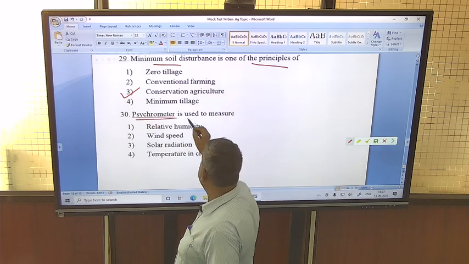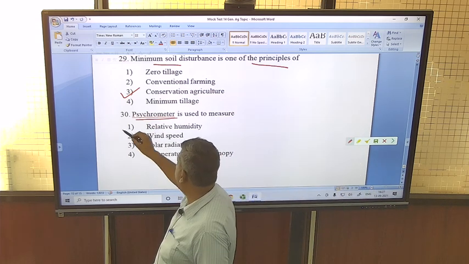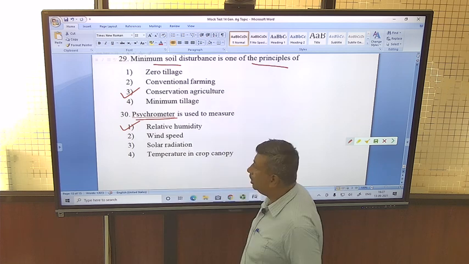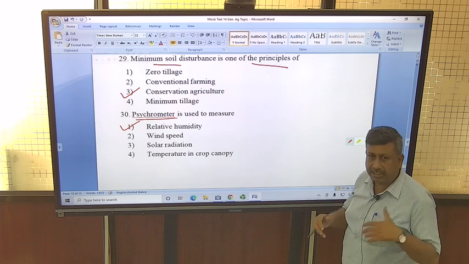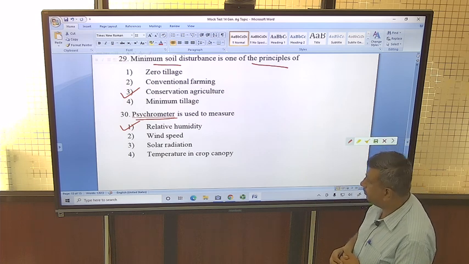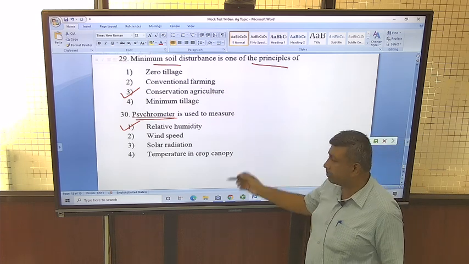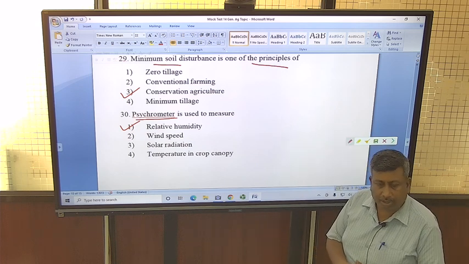Then, a psychrometer is used to measure relative humidity. Psychrometer is specifically used to know the relative humidity. And temperature in the crop canopy is known by an infrared thermometer.